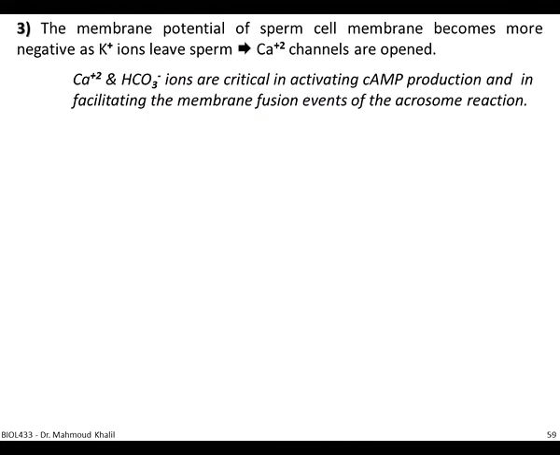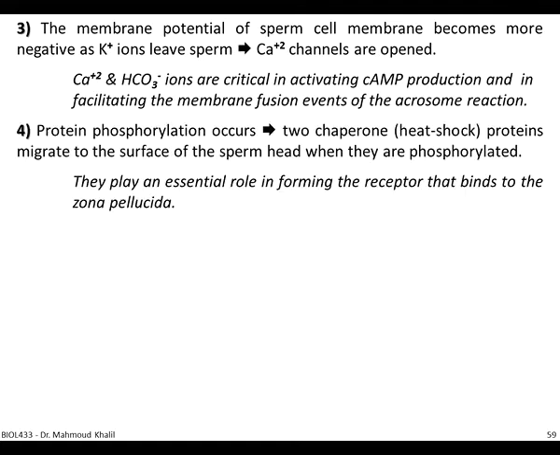The third molecular change, which is also an important one: the membrane potential of the sperm membrane changes. It becomes more negative, because the calcium ions leave the sperm while the calcium channels are open as well. So you have ions changing their locations. Calcium ions and bicarbonate ions are critical in activating cyclic AMP production and facilitating the future membrane fusion event of the acrosome with the zona pellucida.